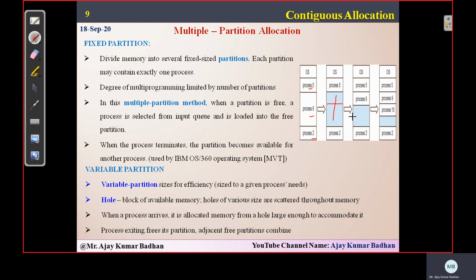After that, another process came, and we give it the split part. Suppose anyone completes; we'll combine the freed memory space into a single unit. This is the way the whole partitioning actually takes place.